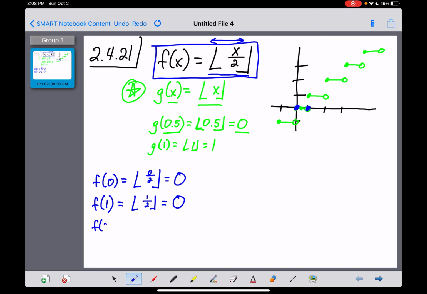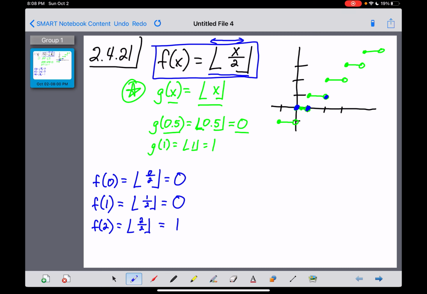What about f of 2? Well, at that point, it's the greatest integer not greater than 2 over 2. 2 over 2, of course, is 1, and that stays put, and we get the point (2, 1). All right, and maybe you're starting to see what's going on here, guys.